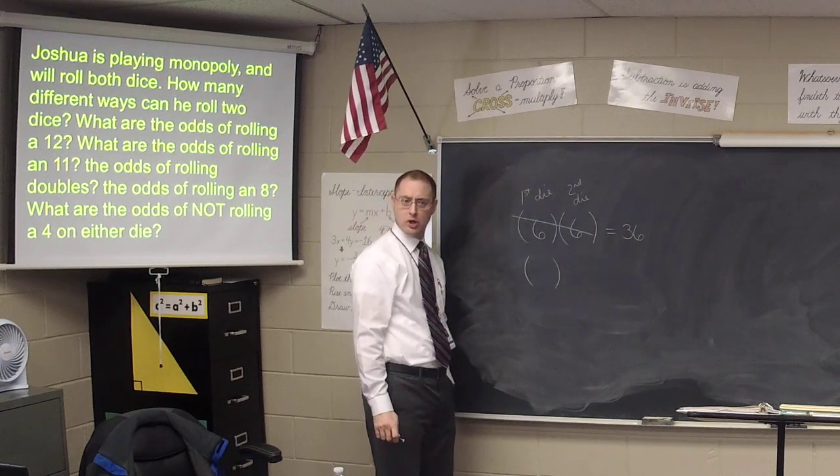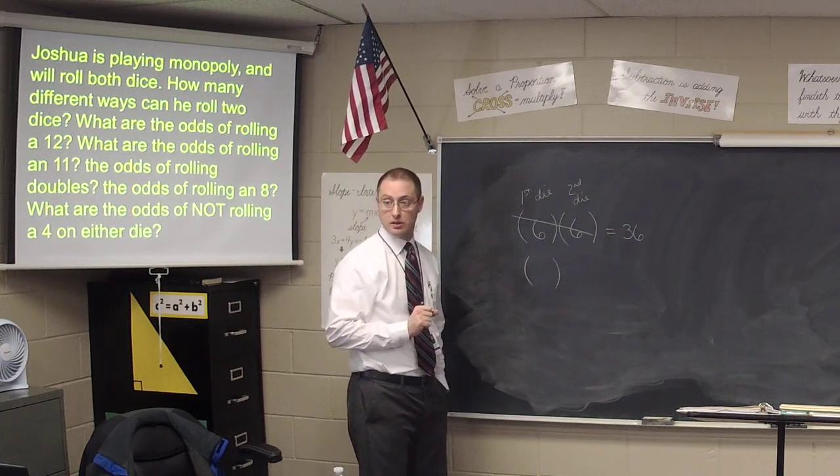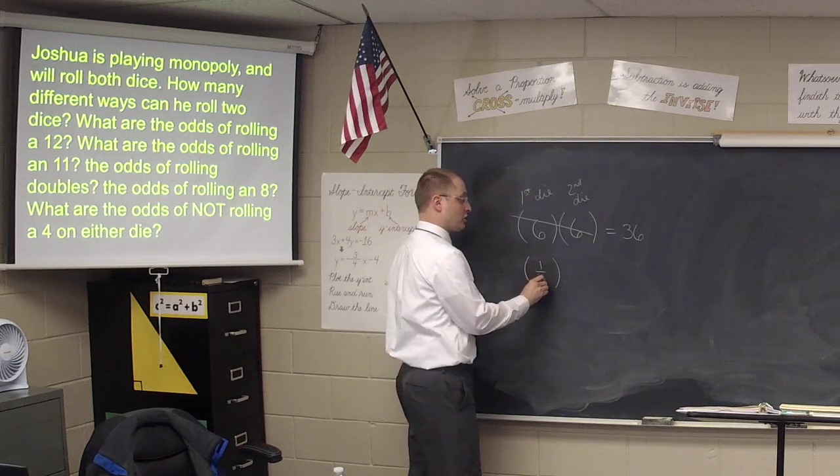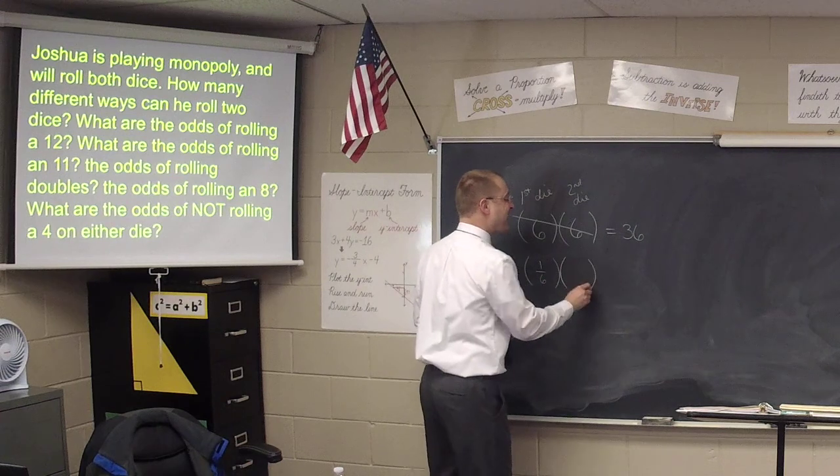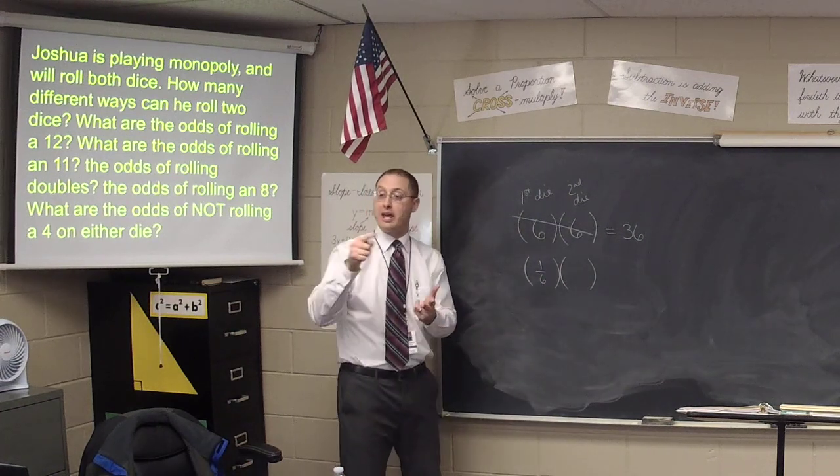5 out of 6. The odds that it does come out a 6. Oh, it does come out a 6. 1 to 6. There's a 1 to 6 chance that he rolls that first die and it comes out a 6. What are the odds the next number you roll is also a 6?